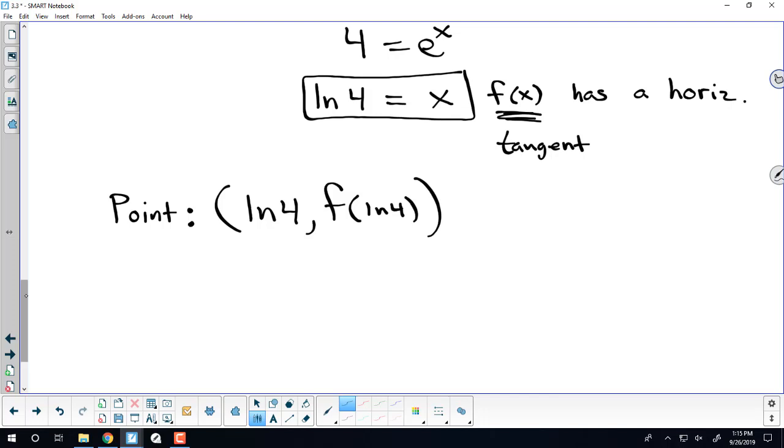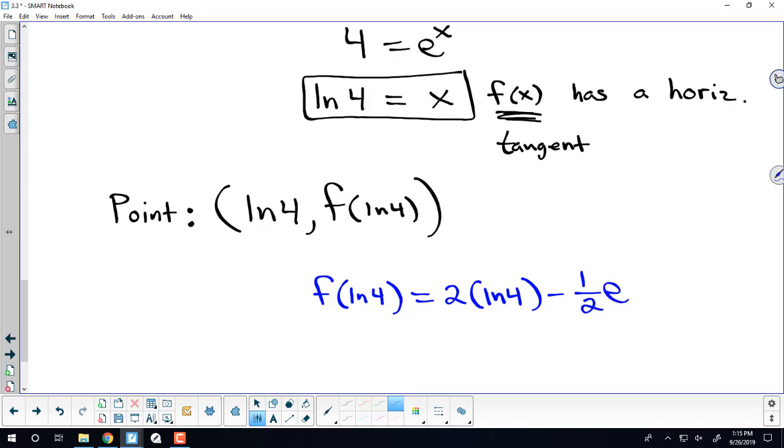Make sure that we're plugging that into the original function, not the equation of our tangent line. By original function, you mean the true original or the derivative? Yeah, the f of x that we started with. So that would be 2 times ln 4 minus 1/2 e to the ln 4.